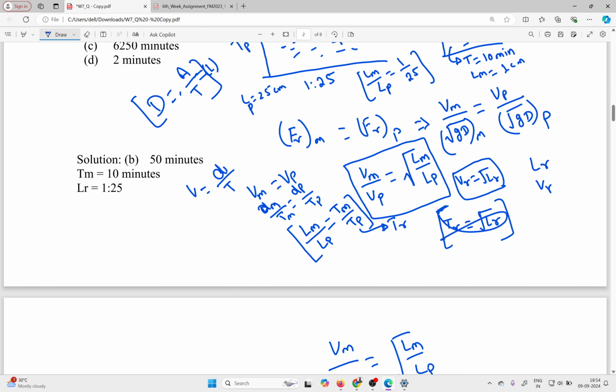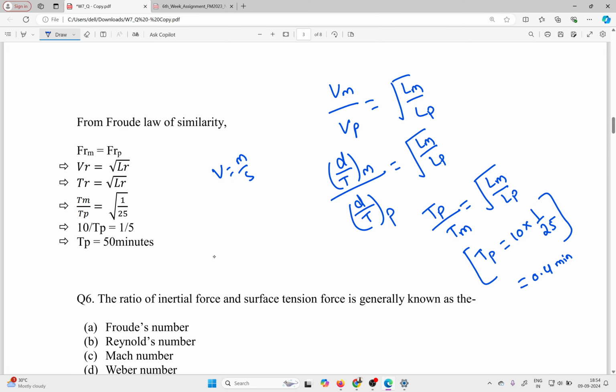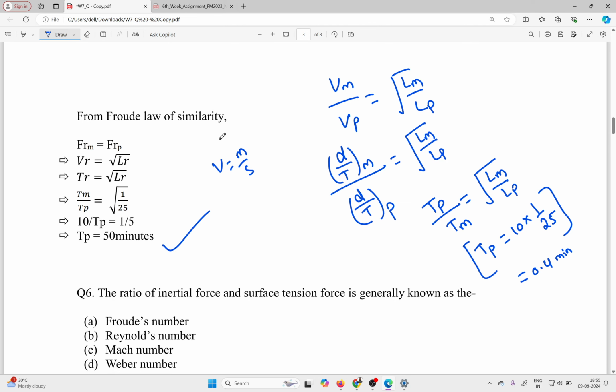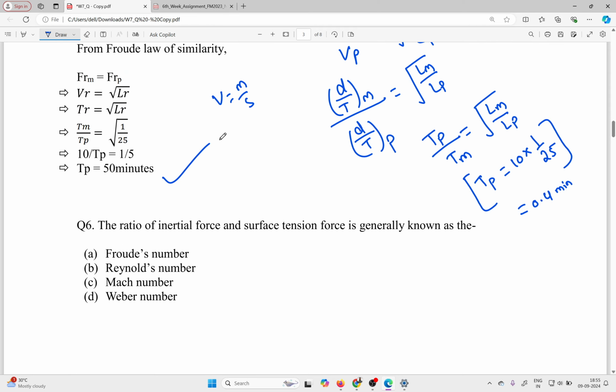These things you cannot write. Okay, we'll discuss this question in the next class. I think some mistake is here, because velocity is related to distance by time. When you calculate, the answer will come like that. Okay, don't worry, we'll see this question in the next class.